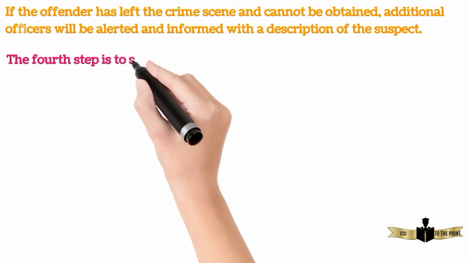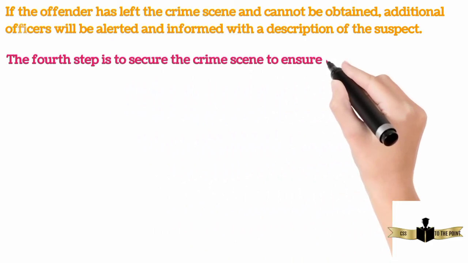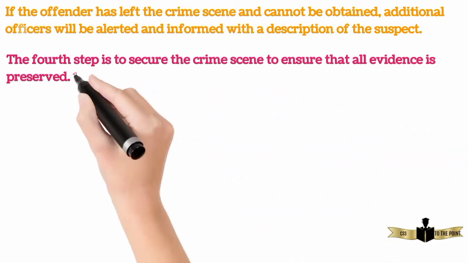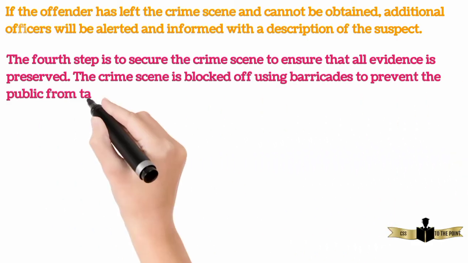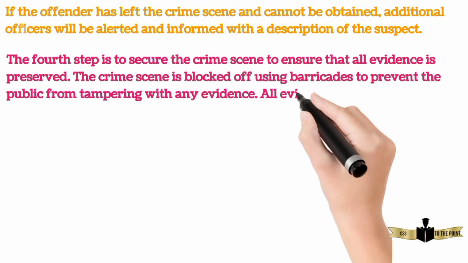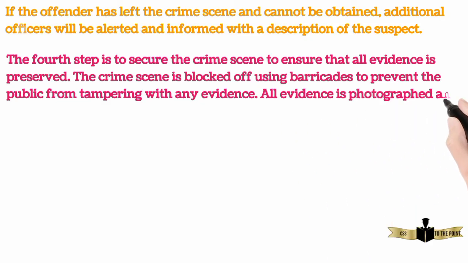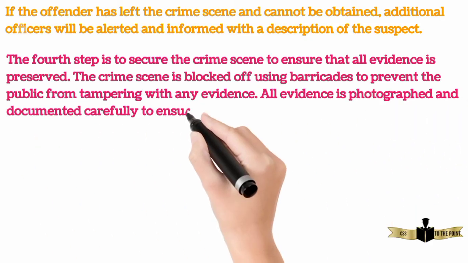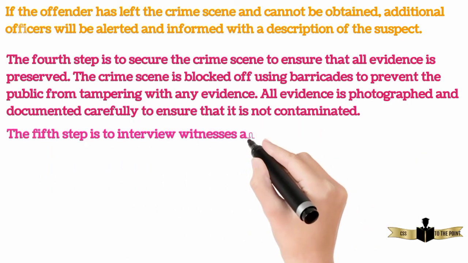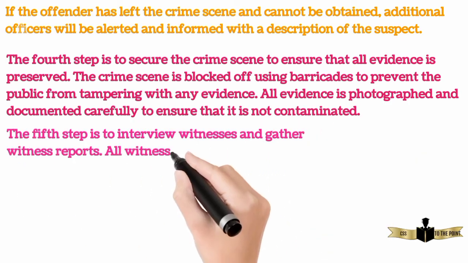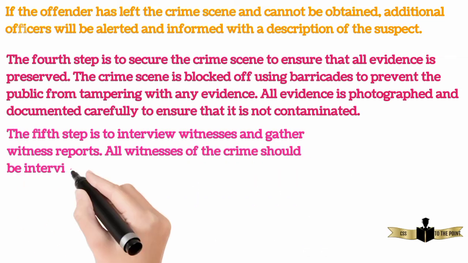The fourth step is to secure the crime scene to ensure that all evidence is preserved. The crime scene is blocked off using barricades to prevent the public from tampering with any evidence. All evidence is photographed and documented carefully to ensure that it is not contaminated. The fifth step is to interview witnesses and gather witness reports. All witnesses of the crime should be interviewed.